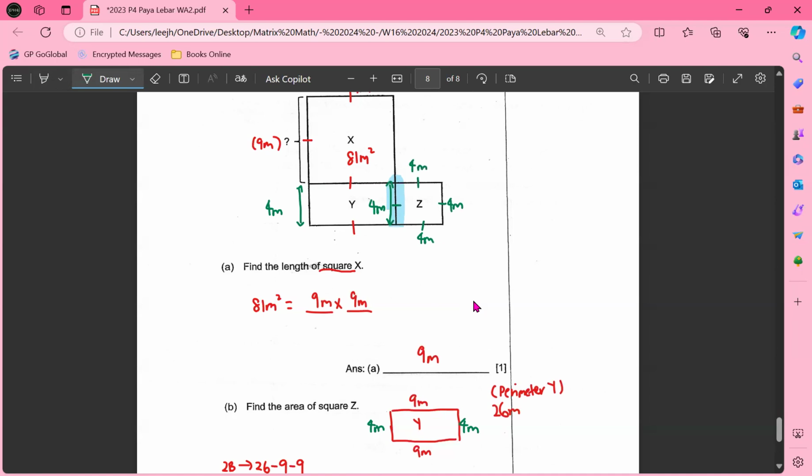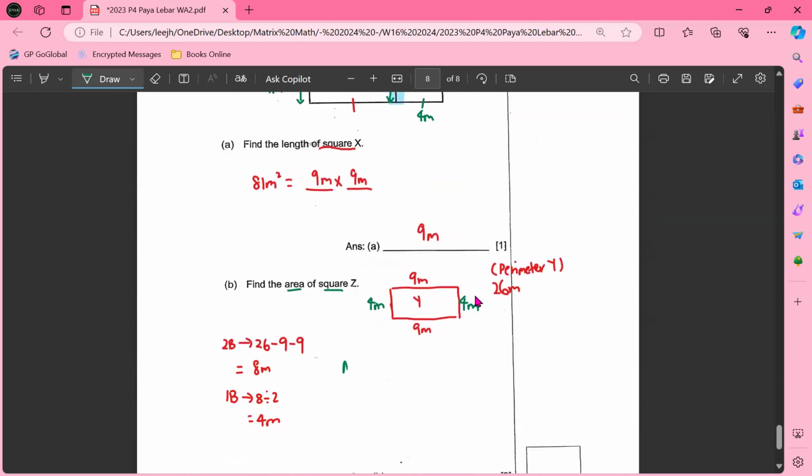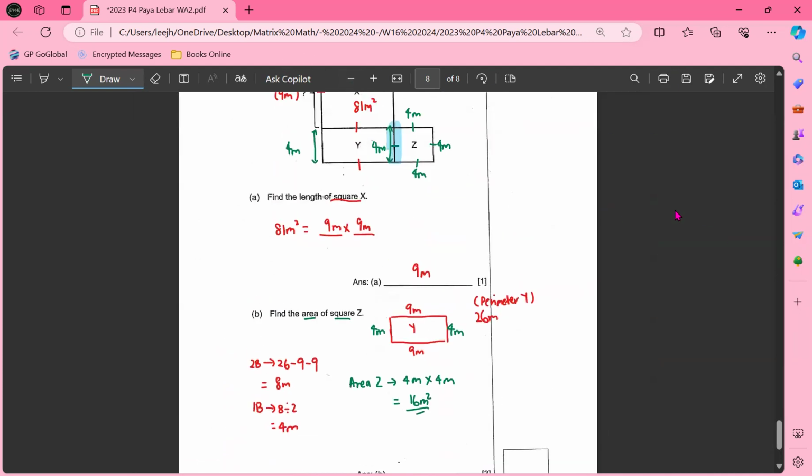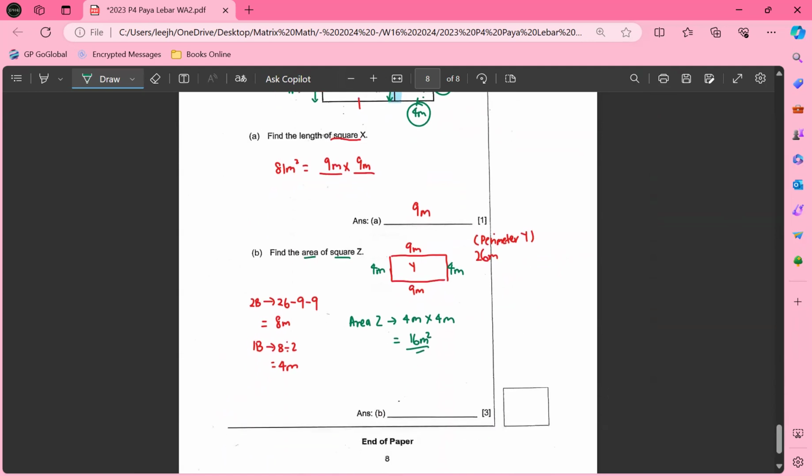So I want to find the area of square Z. It's just the length of the square, 4 meter times 4 meter. Your answer will be 16 square meter. Let me zoom out for you to see. Okay, see that? 4 times 4. This is the area I'm looking at, side times side. So the answer is 16 square meter. So I just write here, 16 square meter. Okay, this is the end of the paper. Thank you.